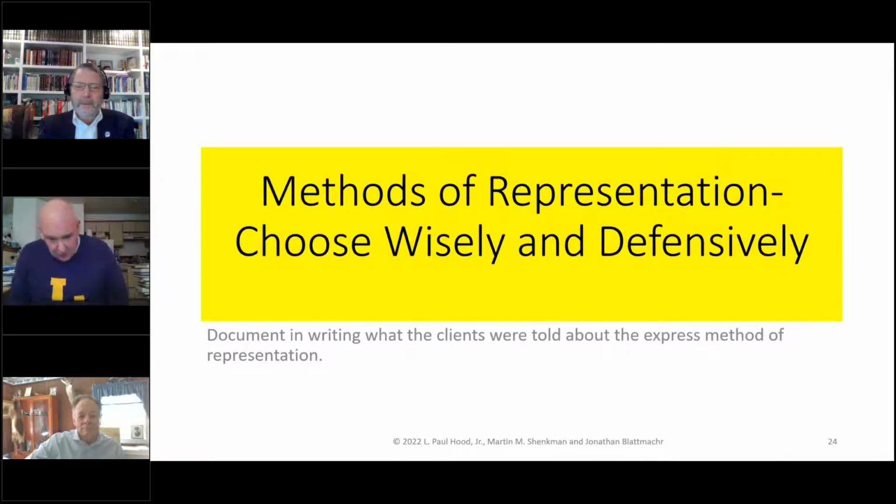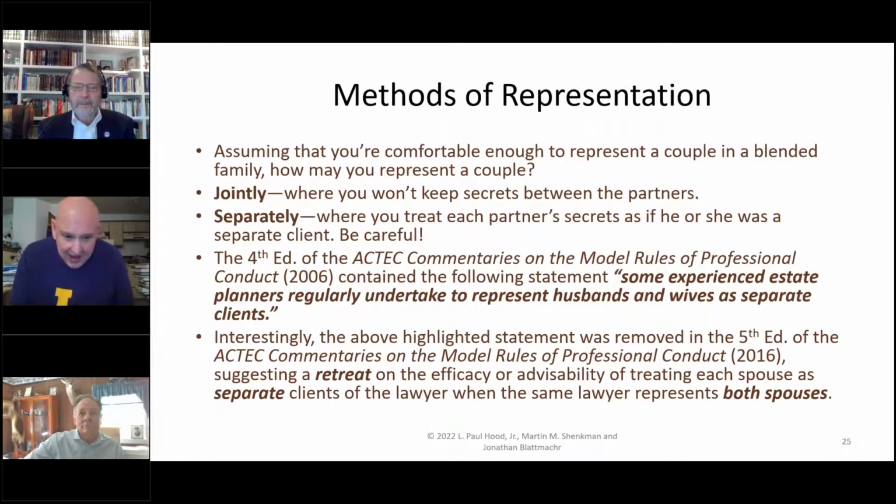All right. Obviously, as lawyers, there are basically two ways that we can represent people. The husband and wife, or wife and wife, or whatever you're dealing with on the marriage side, can be joint clients where you really can't keep secrets, or you can treat them as separate clients. And I wanted to point out something, and I'm going to ask Jonathan a question, and I know he's going to know the answer to it.